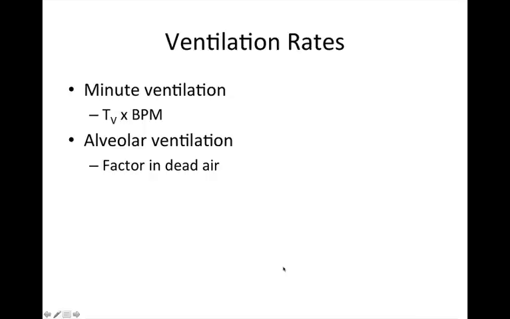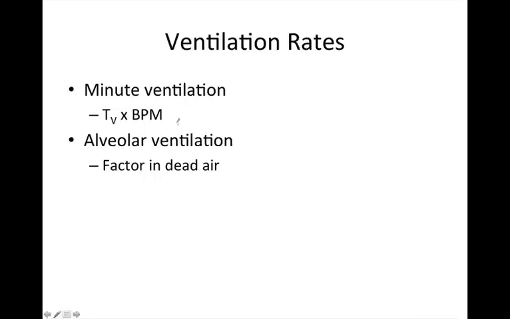So there's two ventilation rates that you have to think about. What's called minute ventilation. Minute ventilation is simple. Basically, all we're saying here is how much air are we breathing in per minute. This requires just second grade math to figure out, which is about how good at math I am anyway.